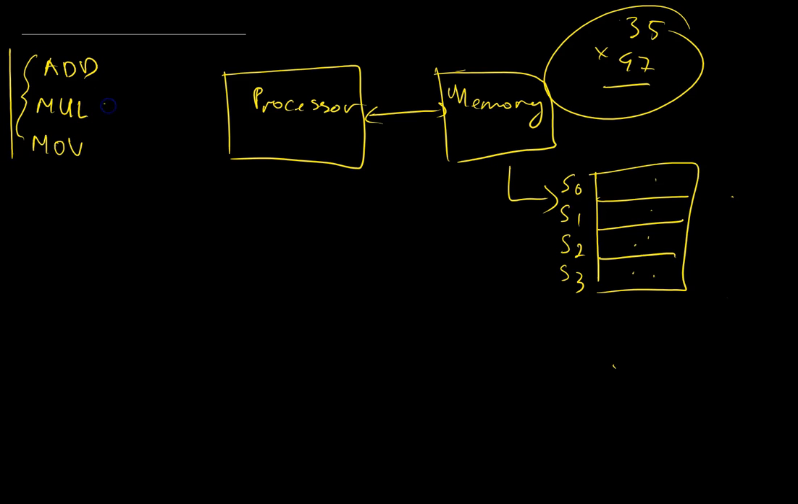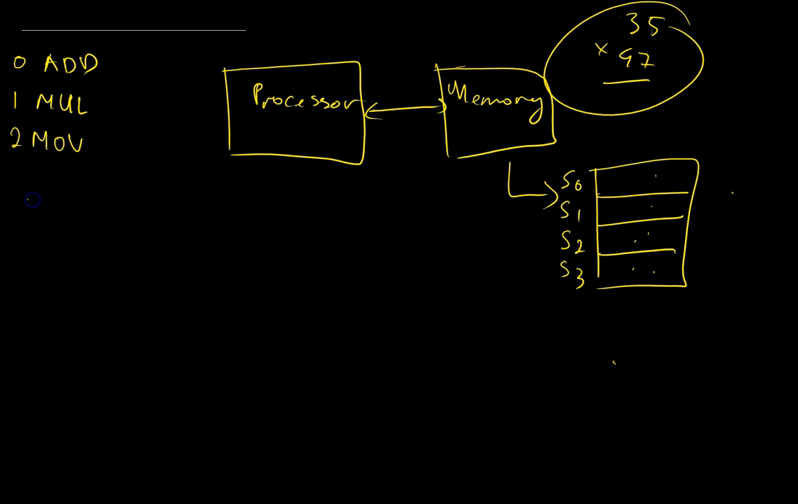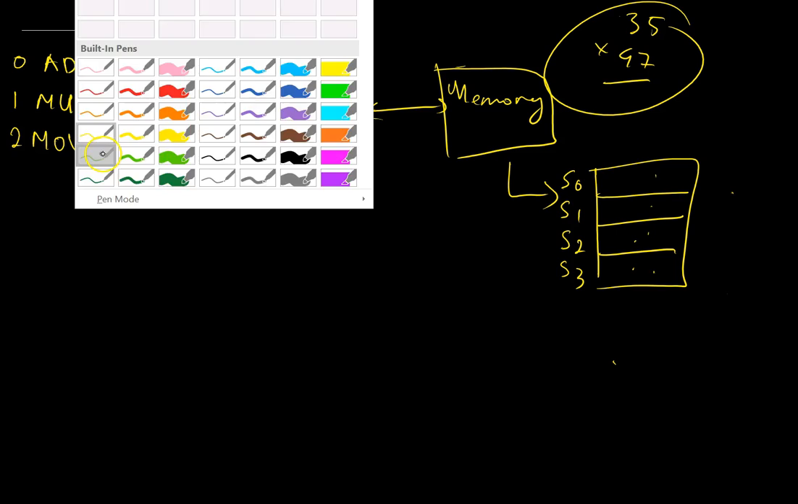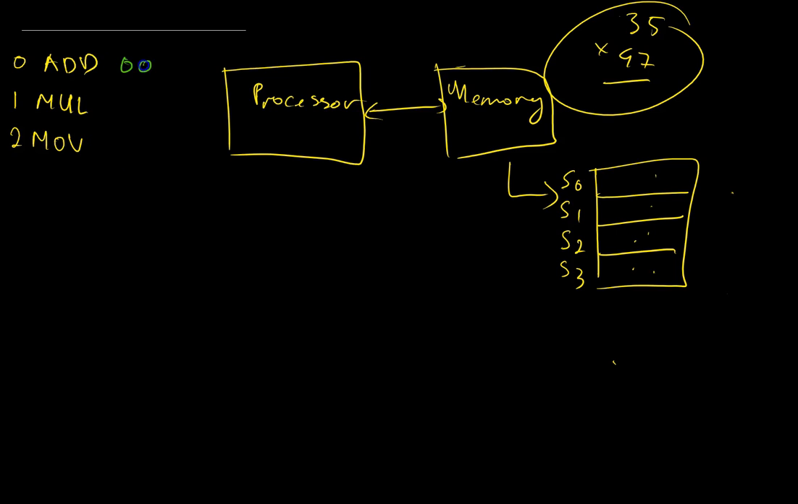We have 3 instructions, so let's number them off. Let's call add instruction 0, multiply instruction 1, and move instruction 2. And now, in order to turn this into ones and zeros, all we have to do is convert it to binary. Add will become 0, 0, that's instruction 0. Multiply becomes instruction 1, 0, 1. And move becomes instruction 2, which is 1, 0. So now we have the encoding of instructions within our simple computer.